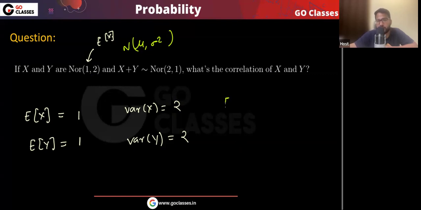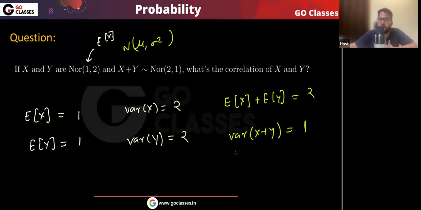They have also given the expectation of x plus the expectation of y, which is obviously 2, and the variance of x plus y, they have given that to be 1. So I think you can do this question.